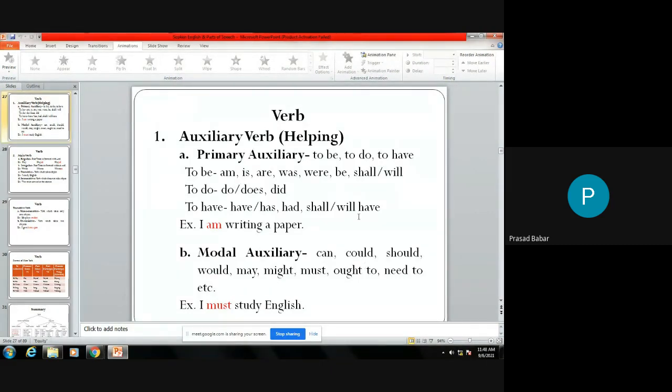One thing you have to do is use these modal auxiliaries or primary auxiliaries in your notebook. Just write some sentences about it that you feel or want to write. So just practice these grammatical parts or grammatical chapters with your own examples. So this is about the modal auxiliary.